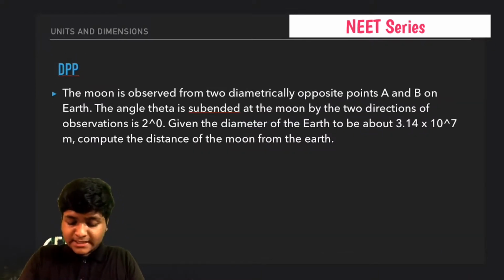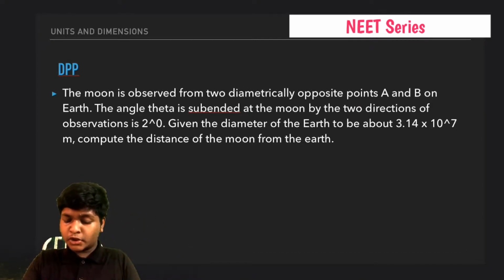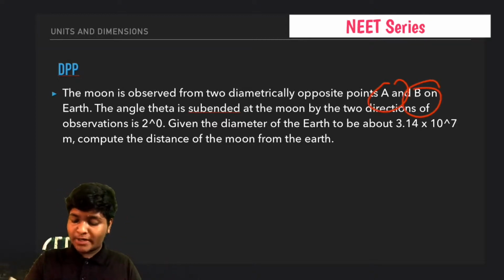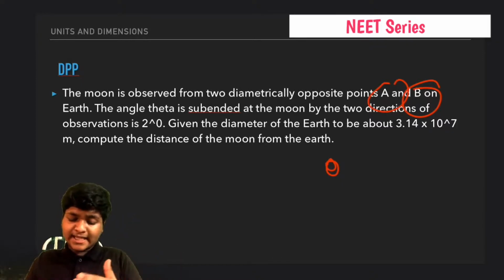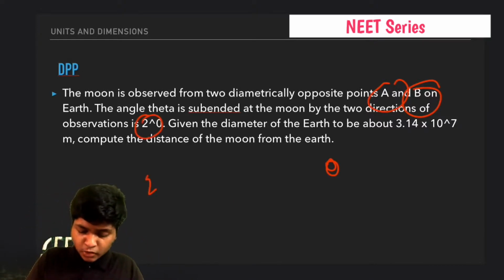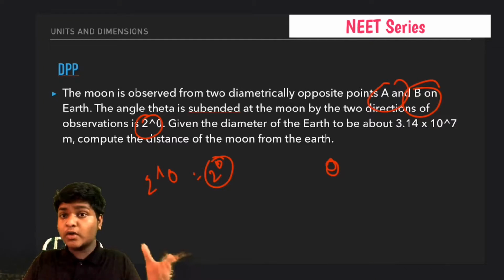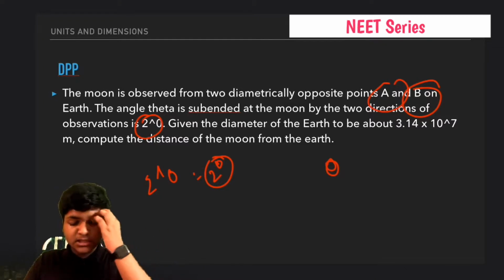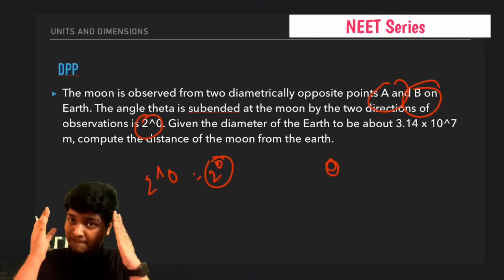So here is a daily practice problem for you. The moon is observed from two diametrically opposite points A and B. Here is the moon, and there are diametrically opposite points A and B. The angle theta subtended at the moon by the two directions of observation is 2 degrees. Don't worry, this means 2 degrees. Given the diameter of the earth to be about 3.14 into 10 power 7 meters, compute the distance of the moon from the earth. You're going to use the parallax method itself.